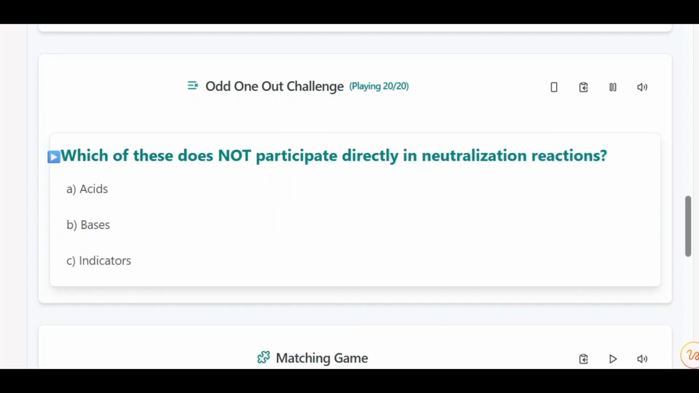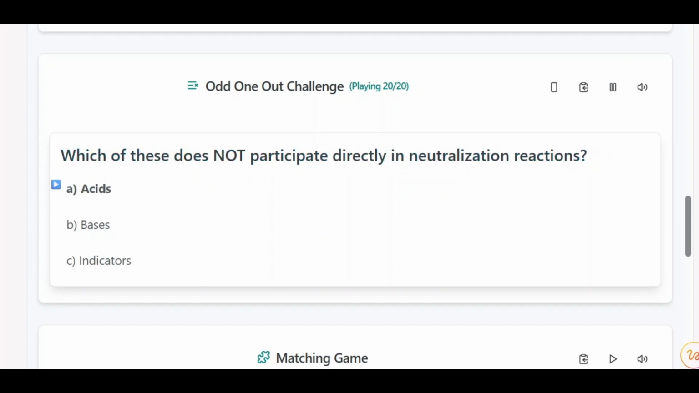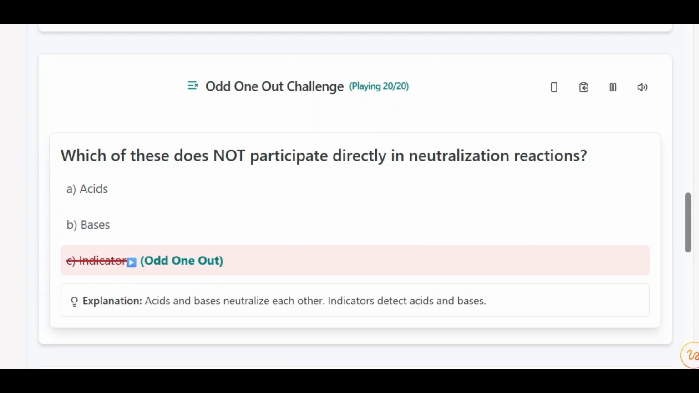Which of these does not participate directly in neutralization reactions? Acids, bases, indicators. The odd one out is indicators, because acids and bases neutralize each other, while indicators detect acids and bases.